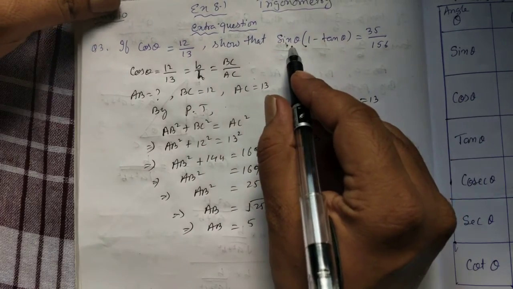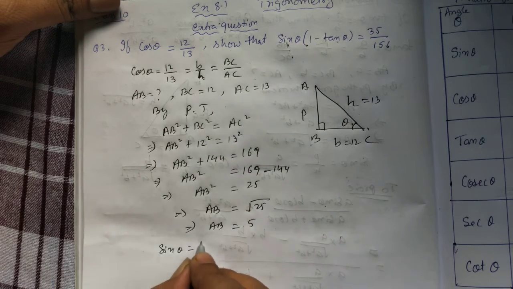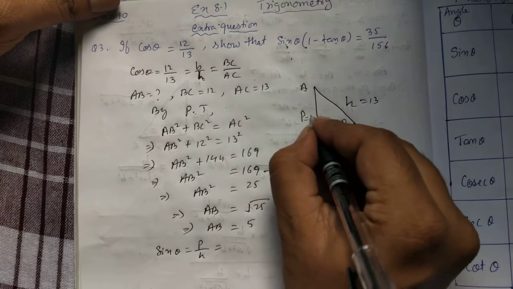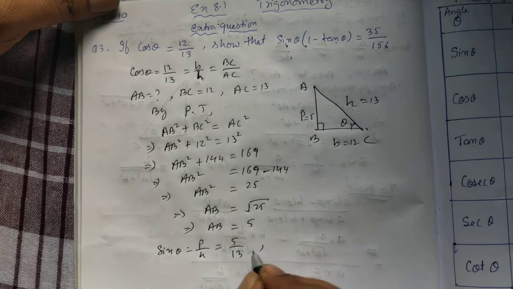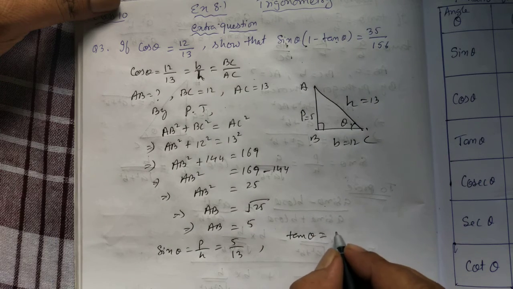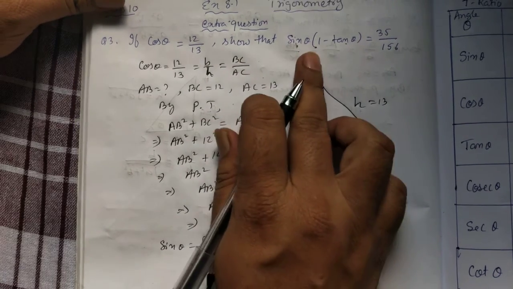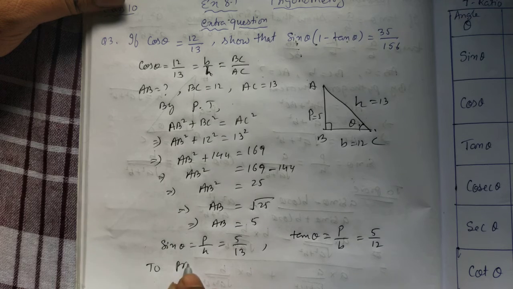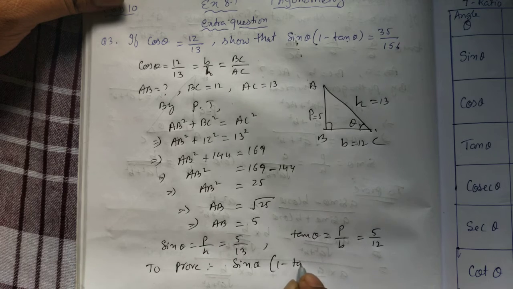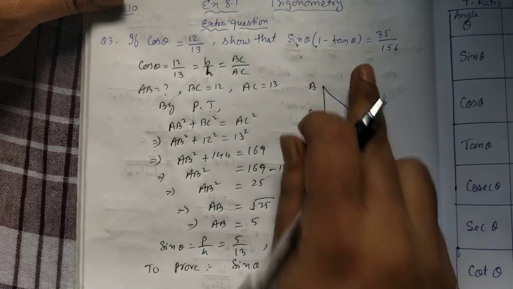Now since you are going to find the value of this, find sine. Sine theta is "some people have". Since I got this as 5, it will be 5 by 13 and we need tan theta, equal to "turn permanently black". That is 5 by 12. So we're going to prove, just write to prove. Sine theta into 1 minus tan theta equal to 35 by 156. We're going to prove this. So take LHS and prove.